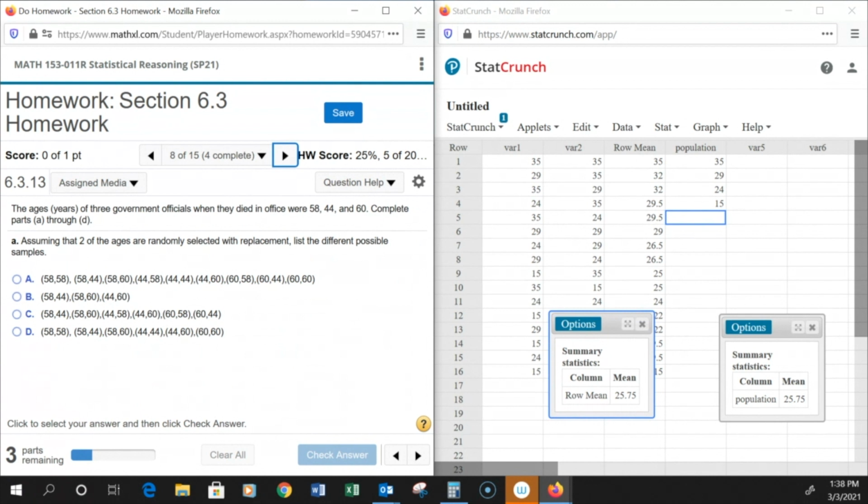Anyway, assume that 2 of the ages are randomly selected, and you think to yourself, well, if there's 2 of these randomly selected, it's going to be the square, so 3 values squared. There must be 9. I think it's this one then. And you can look through and you can see, oh yeah, I kind of see that pattern.